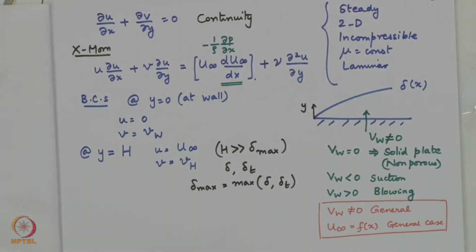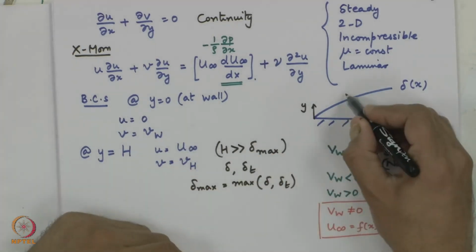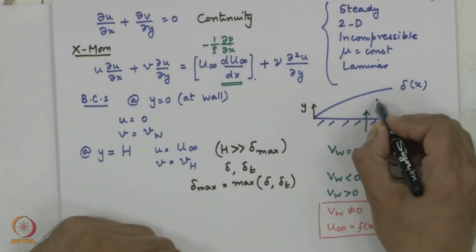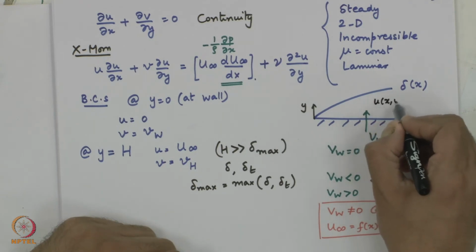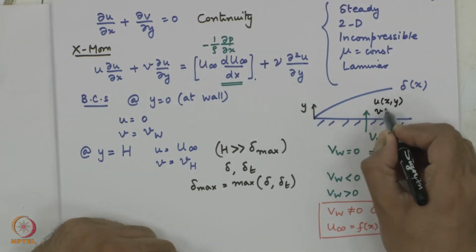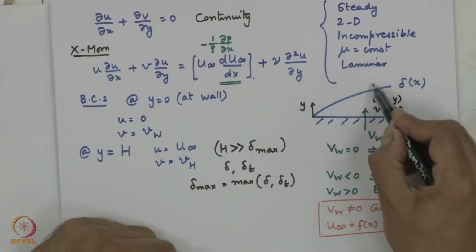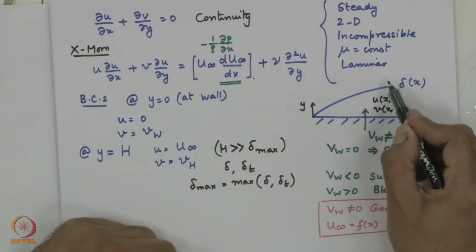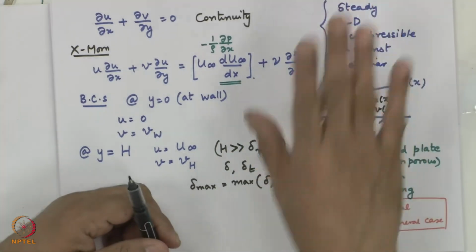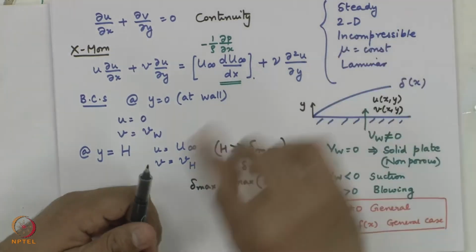What is V sub h? Remember, there is a mass flow coming out. You have u of x comma y inside the boundary layer, therefore you have v of x comma y also. That means at the edge of the boundary layer you have some y velocity, and if I am going to have suction and blowing, that may also be increased.